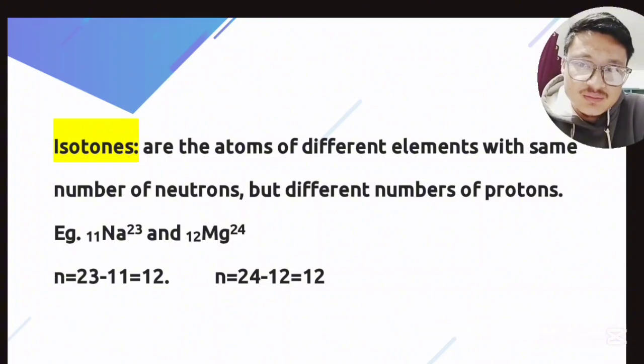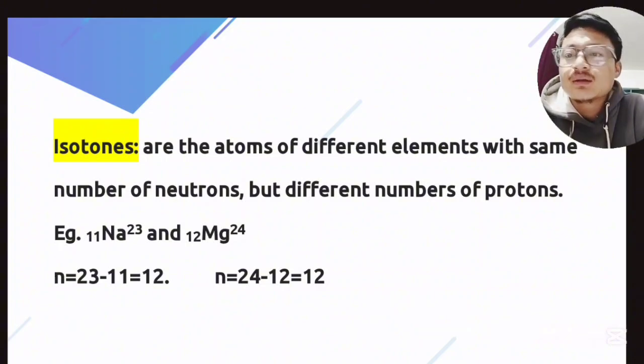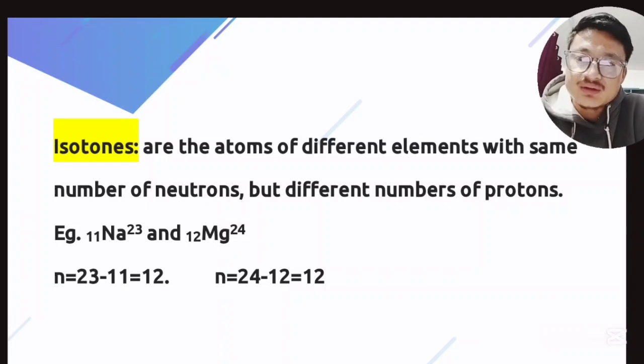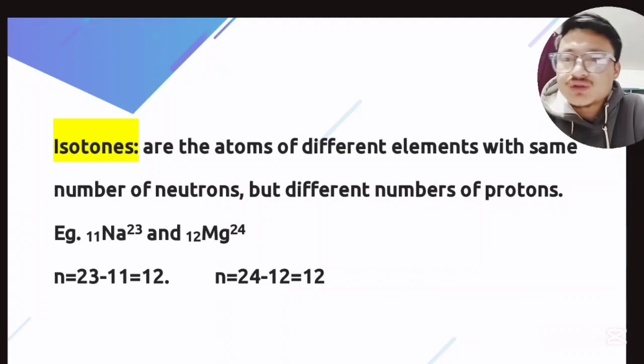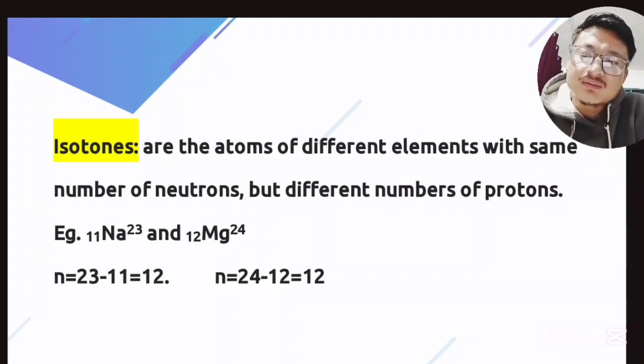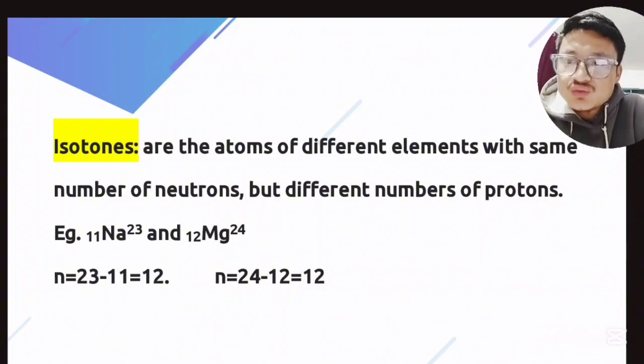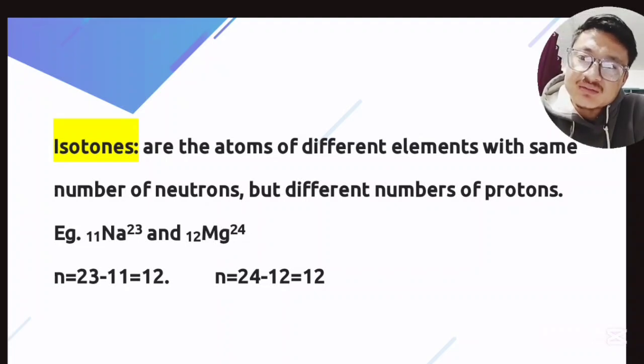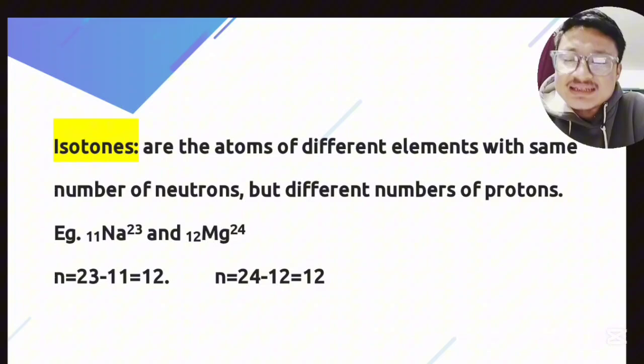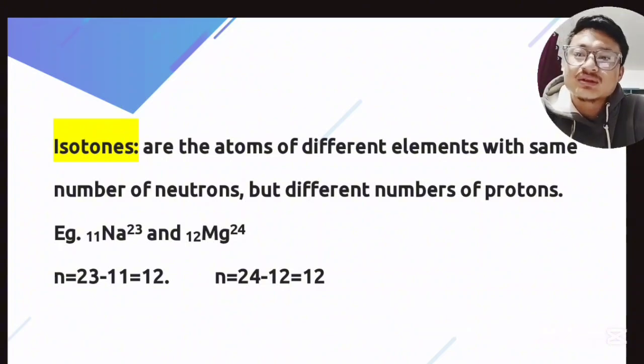In magnesium, neutrons equal mass number minus atomic number, so 24 minus 12 gives 12. So these two different elements have the same neutron number. Elements having different mass number and atomic number but the same neutron number are called isotones.